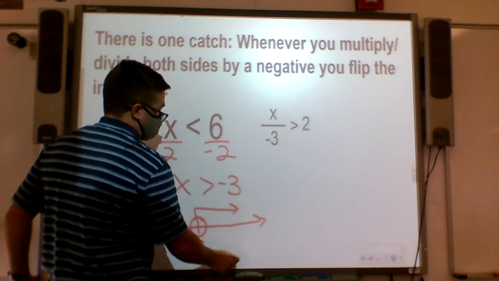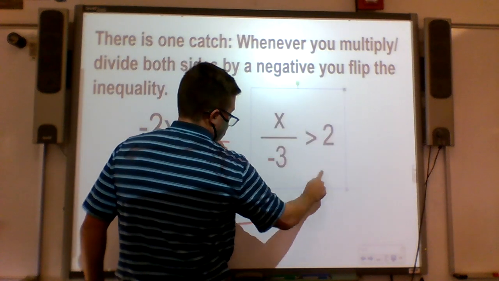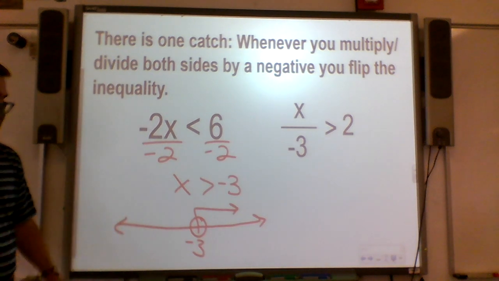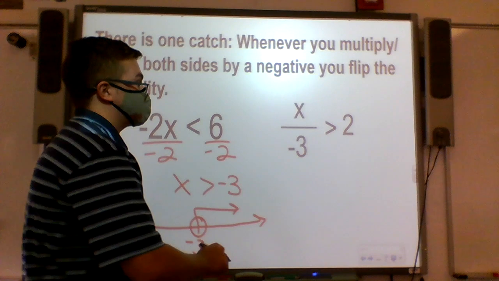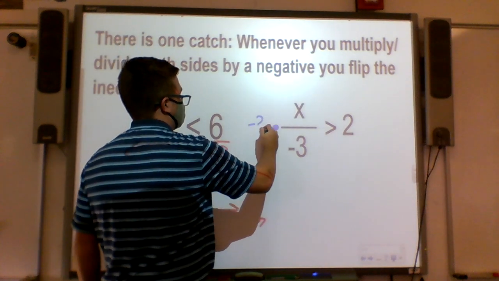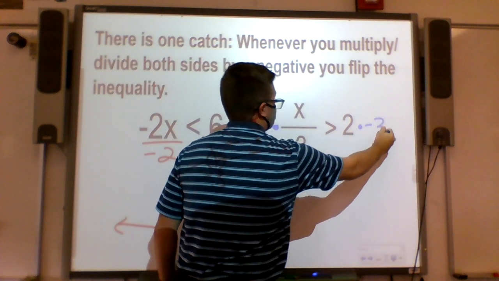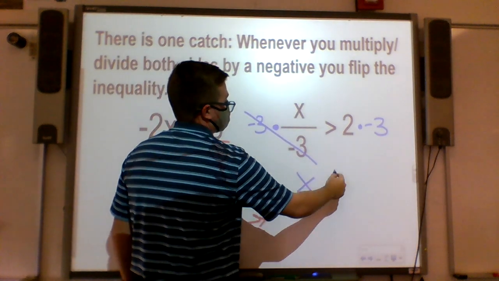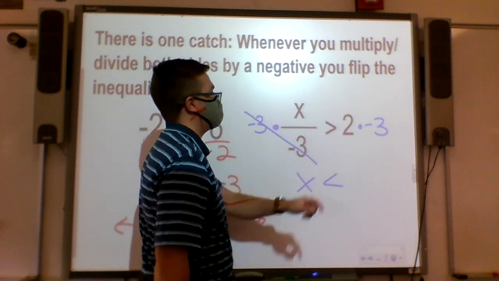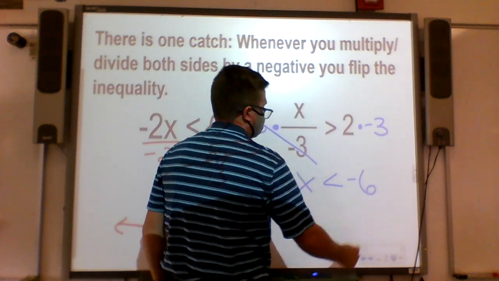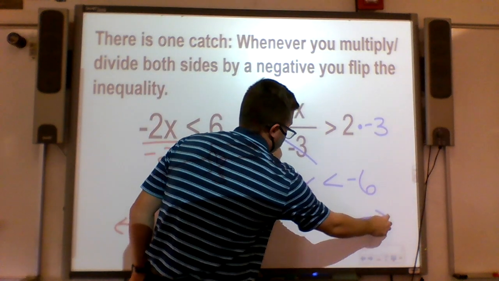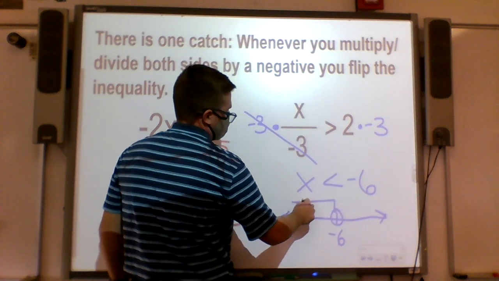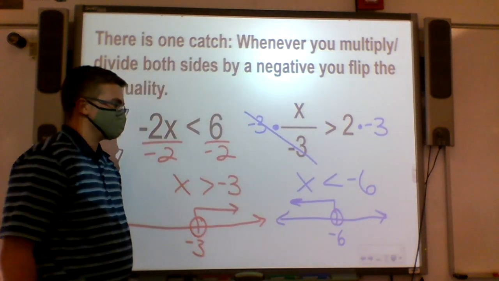Same thing over here. We've got x over negative 3 is greater than 2. In order to solve this, we have to get x by itself, so we multiply both sides by negative 3. That cancels out, and we get x is less than, because we multiplied both sides by a negative, negative 6. So on a number line, we might put negative 6 in the middle, open circle, shaded to the left.